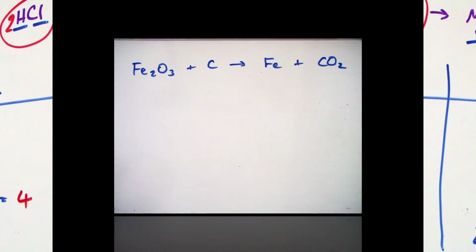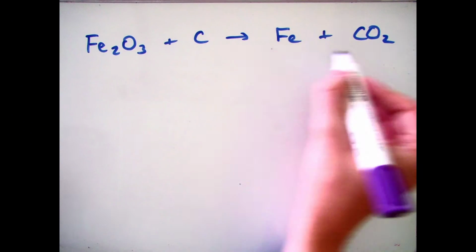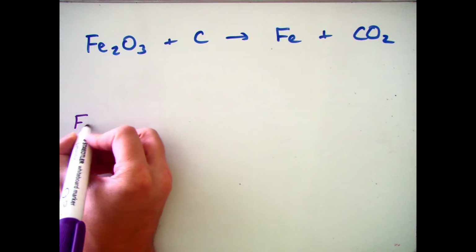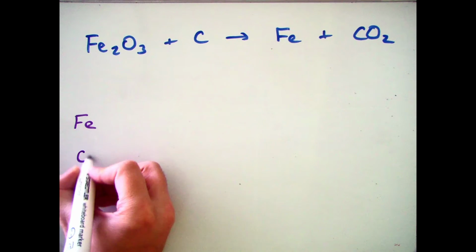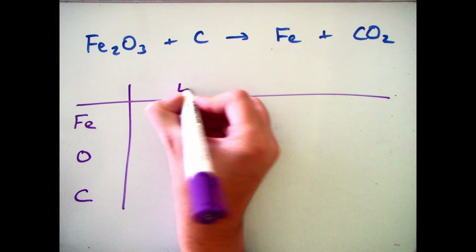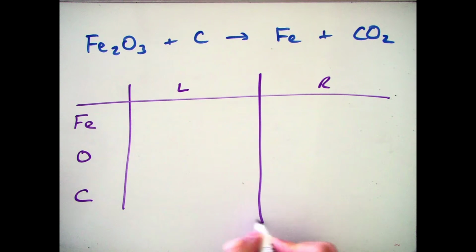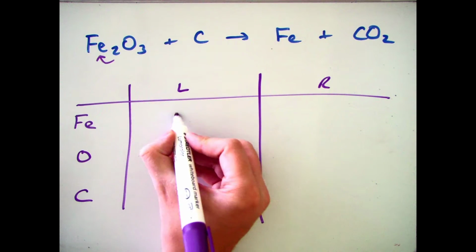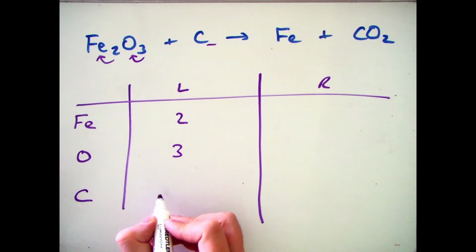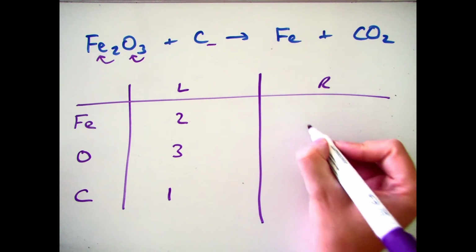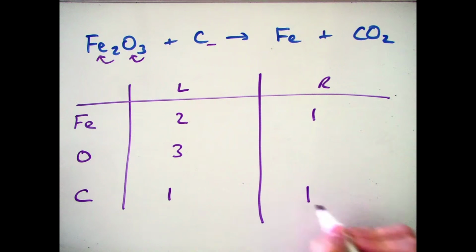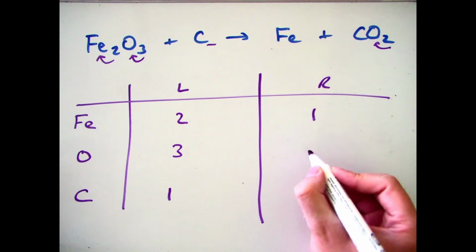Okay, one more example then. This is Fe2O3 plus C goes to Fe plus CO2. This is an example of a reduction reaction. I've got 3 elements here: iron, oxygen and carbon. So we do the same again, we count up on the left and the right. In this case I've got 2 irons, 3 oxygens, and 1 carbon on the left. And on the right I've got 1 iron, 1 carbon, and 2 oxygens.